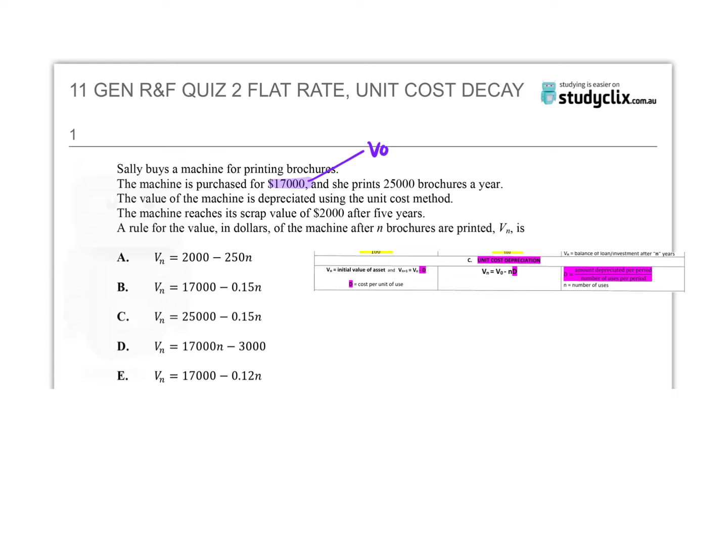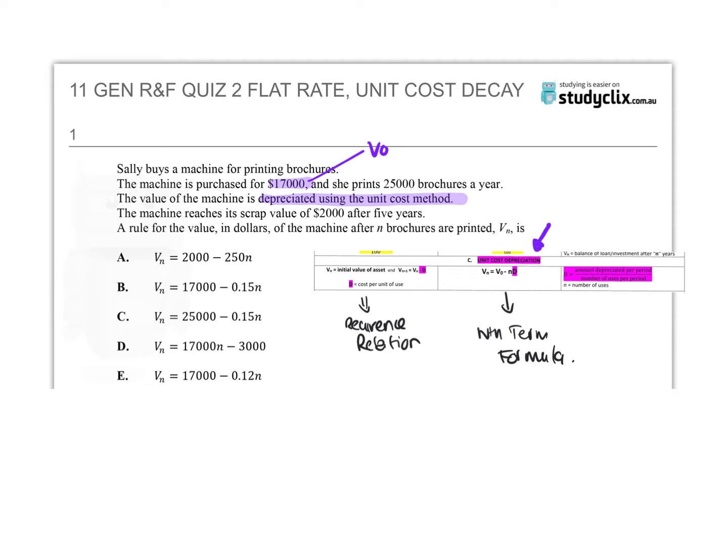The value of the machine is depreciated using the unit cost method. So they're always going to tell you what method you're using. So here I know the unit cost. So I've gone to my formula sheet and I've found the unit cost formulas. We've got this summary sheet in our notes, and this column on your summary sheet is the recurrence relation formula, and this column is the nth term formula. Okay, so we have them all listed out.